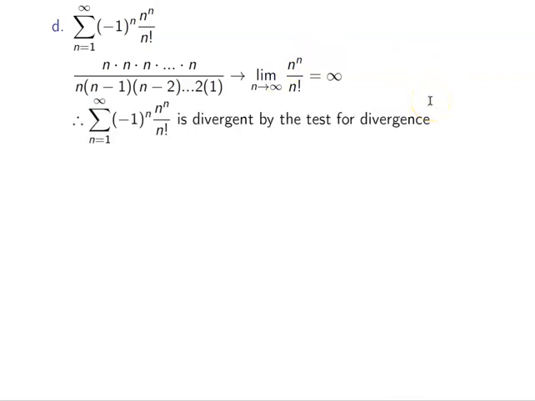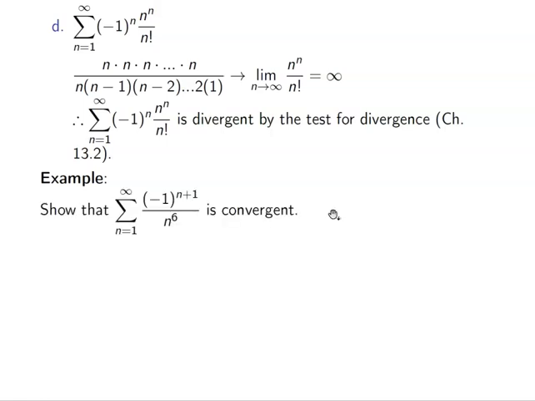So I don't even have to check the first if the first looks like it's going to be a little bit too difficult. So again, this is the test for divergence. It also just doesn't pass the alternating series test. And so let's do another example. Let's show that the alternating series of 1 over n to the 6th, alternating in sign, is convergent.